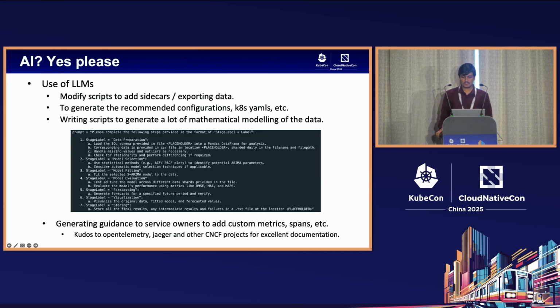And as the last thing, we did leverage a lot of LLM help in several aspects of generating these recommendations. One such example is generating the mathematical modeling of spikes, and I have added a small snippet of how the prompt looked. We also generated AI guidance for the teams that own these applications, if they want to add any custom spans, metrics, and how to export them. And of course, the excellent documentation that we have for CNCF products like OpenTelemetry helped a lot. With that, we were able to help a lot of different teams in the system, without any burden on experimentally evaluating all of this information from all of those teams.